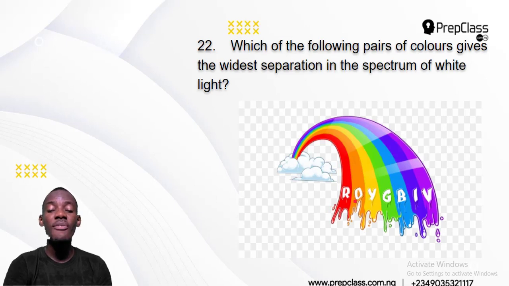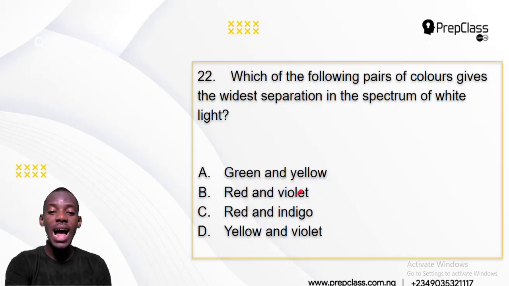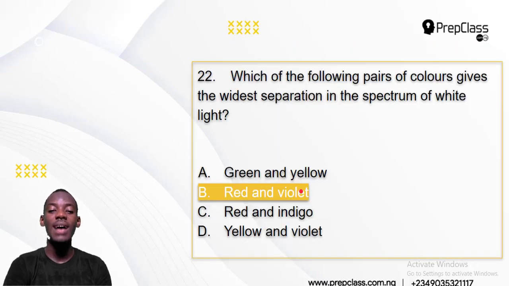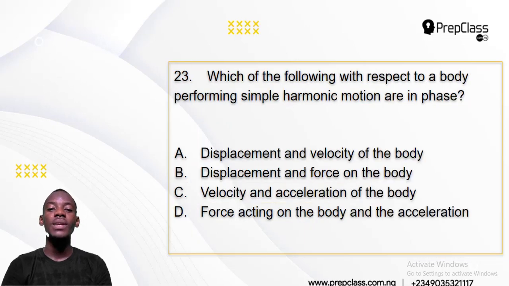So the farthest or the widest separation is between red and violet, and that brings us to the answer as B, red and violet. Let's check out number 23. Which of the following with respect to a body performing simple harmonic motion are in phase?